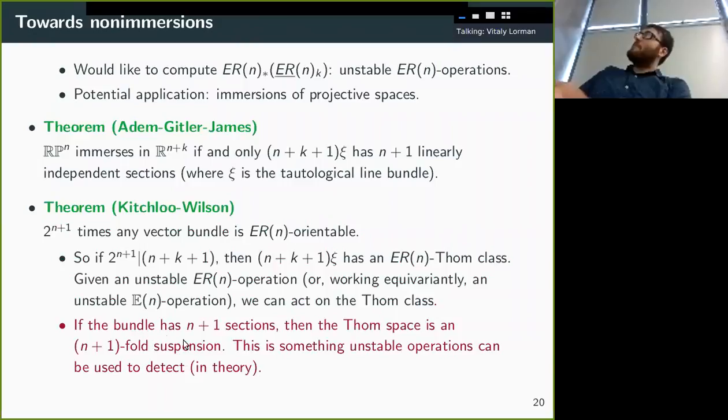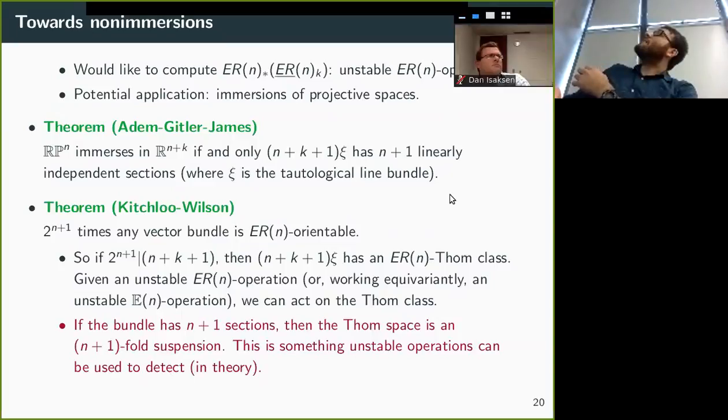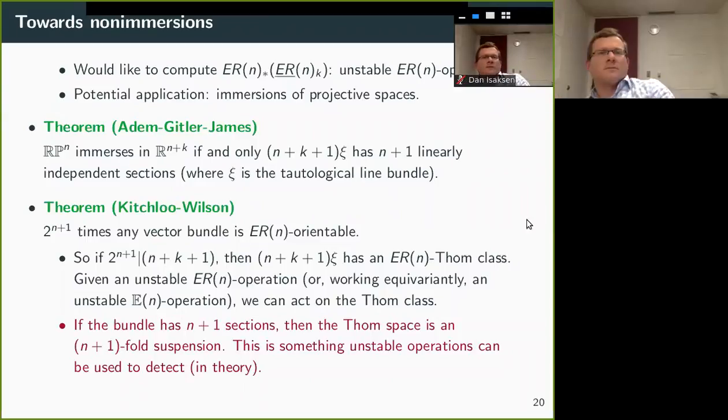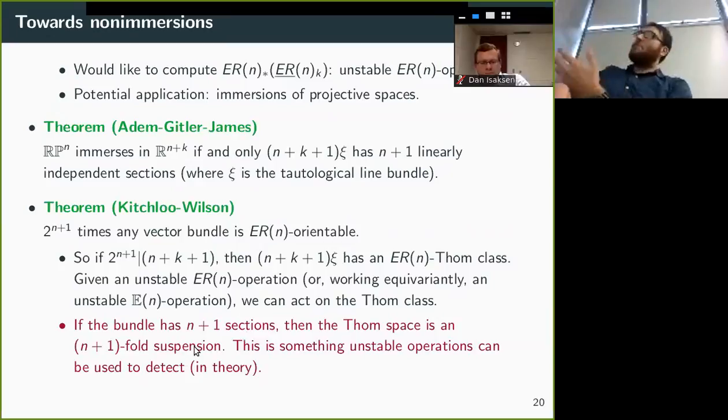And the idea is if the bundle has n plus 1 linearly independent sections, then the bundle splits off an n plus 1 dimensional trivial bundle. So the Thom space is an n plus 1 fold suspension. And so you might hope that if you take unstable ERN or equivariant EN operations and act on this, you might be able to detect whether or not the space is a suspension. Yeah, is there a question? Okay, yeah. So the point is, very roughly, acting by unstable operations on a Thom class might give us a way to detect suspensions. And this is work in progress. And maybe I'll stop here.